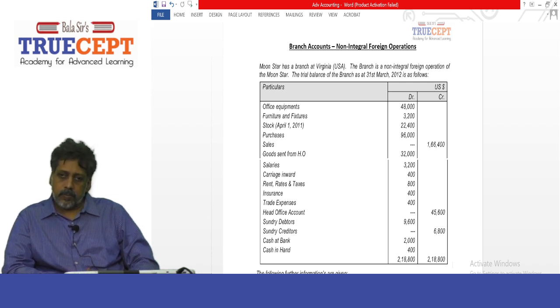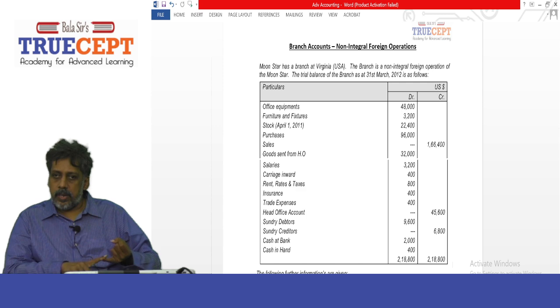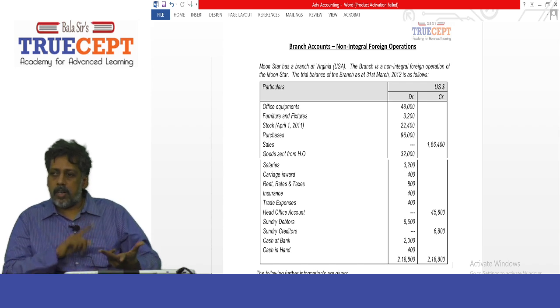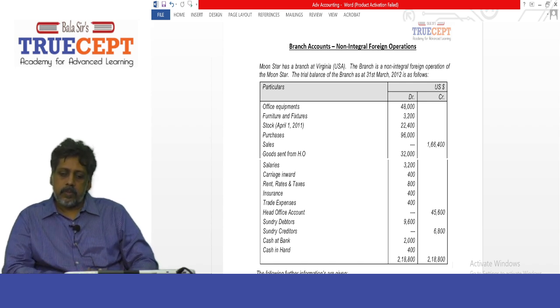Moonstar has a branch at Virginia, USA. The branch is a non-integral foreign operation of the Moonstar. Is that fine? Moonstar, an Indian company, reporting currency rupees. Foreign branch, it is in Virginia, USA. So therefore US dollars will be the foreign currency. Next. So trial balance of branch as at 31st March 2012 is as follows.